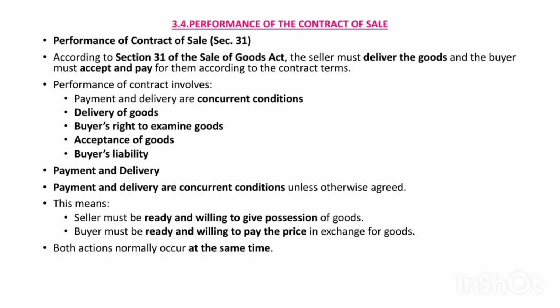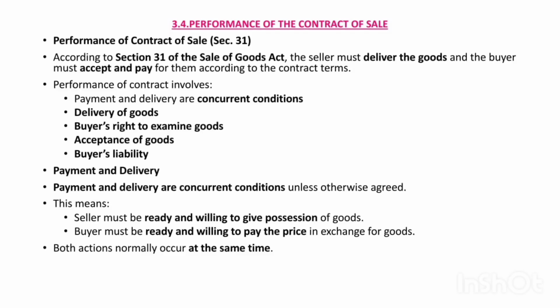Now let's move on to the fourth subchapter, that is performance of the contract of sale. This comes under section 31. The contract creates two core duties: the seller must deliver the goods, and the buyer must accept and pay for them according to the contract terms. So this is the heart of every sale. If either party fails, it is breach of contract.